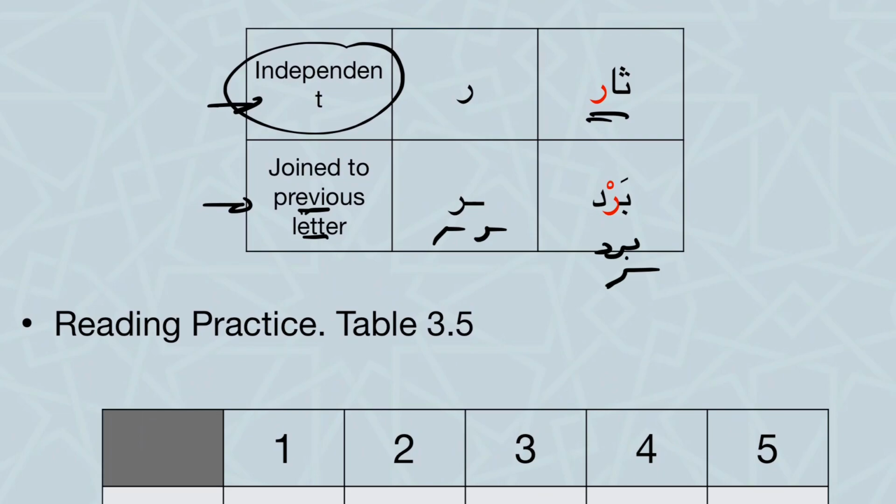But how would I pronounce this one? So this is ba with a fatha, the ra sound has a sukun, and the dal, assuming, has a sukun because it's the end of the word. So it's bard, bard, bard, which means cold.